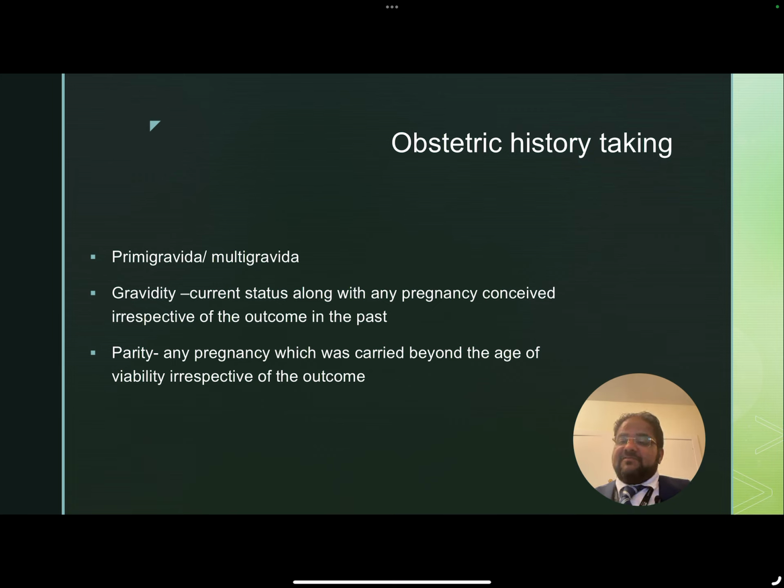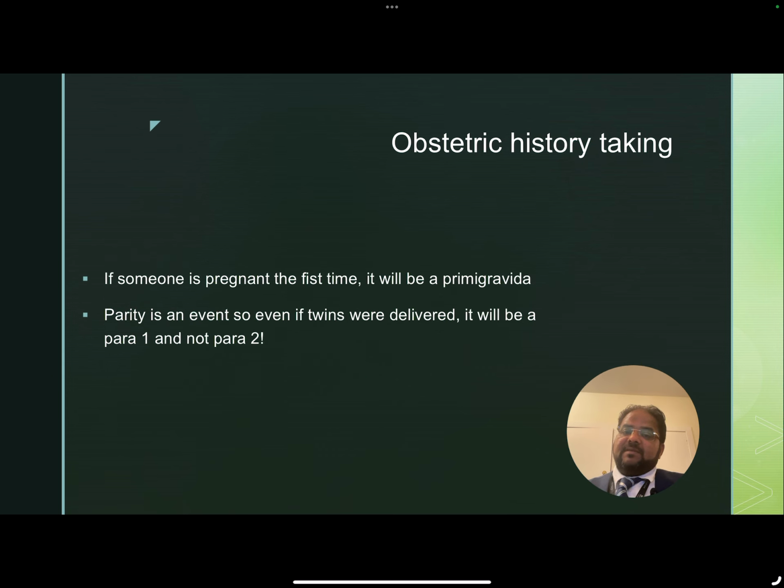Now, there is an interesting fact: this is always a bit of a contentious issue when medics talk about parity and the midwives talk about parity. If a woman has delivered twins, midwives will always say para 2, when actually she is only para 1, and in brackets you will write twins, because parity is an event rather than the outcome of that pregnancy. If someone is pregnant for the first time, it will be primigravida. So, exactly what I said just now, it is an event. Even if twins are delivered, it will be para 1 and not para 2.